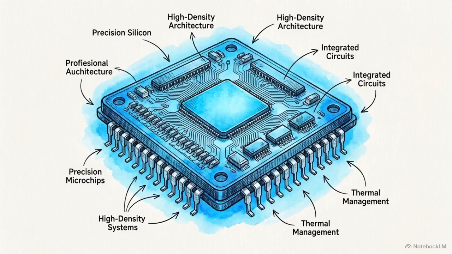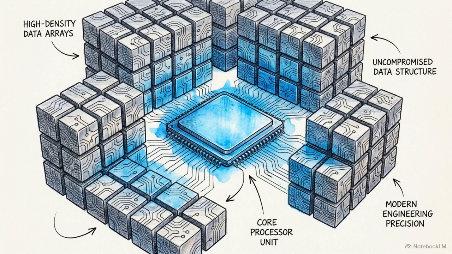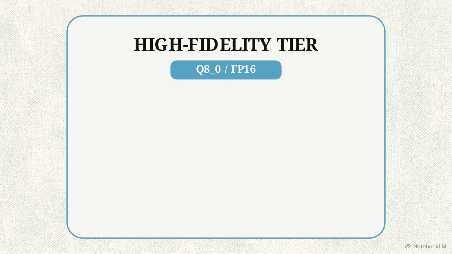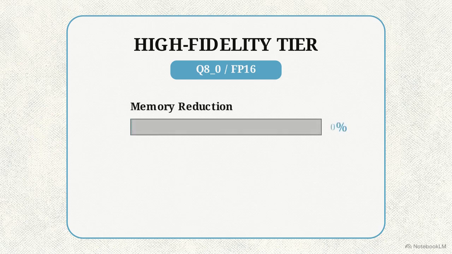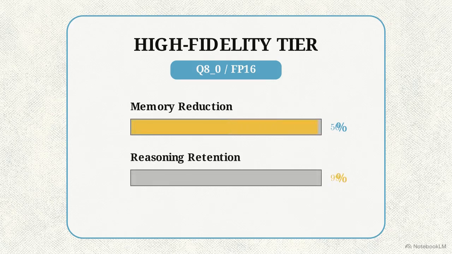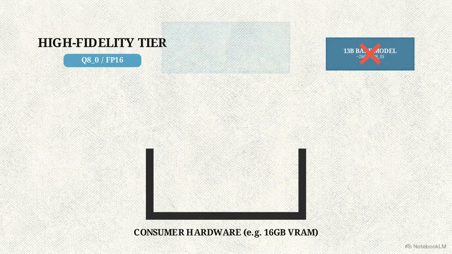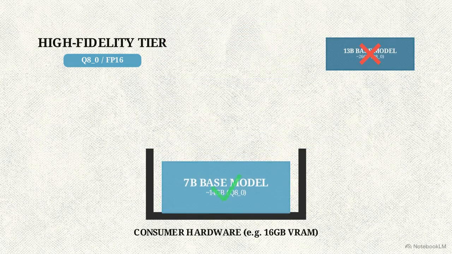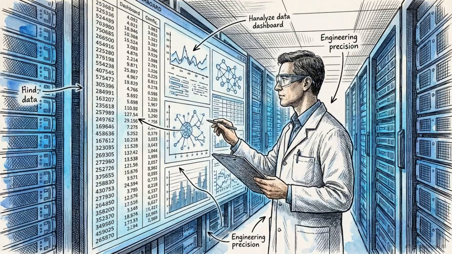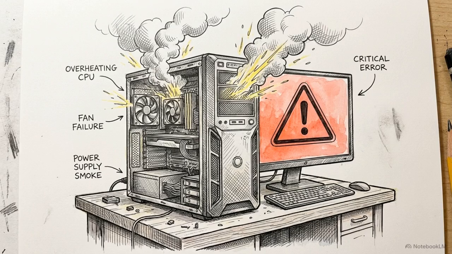Let's start at the top end of the spectrum with formats like FP16 and Q8.0, which apply the least amount of compression. This matrix breaks down the trade-offs. Top row formats like Q8.0 yield 50% memory reduction, retaining 99% reasoning capability. But because files remain massive, this tier forces you to run a smaller 7 billion parameter base model instead of a 13 billion one. These files are built for AI researchers and data purists running ground truth benchmarks. For everyday local deployment, paying massive hardware costs for absolute mathematical precision is a poor trade.